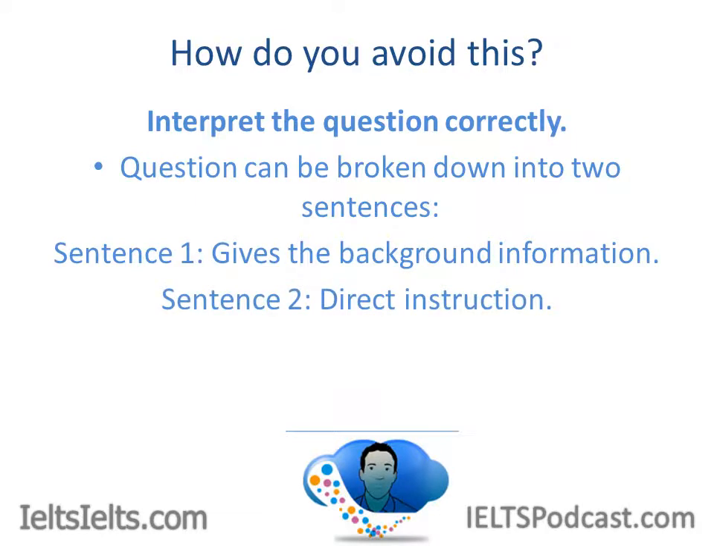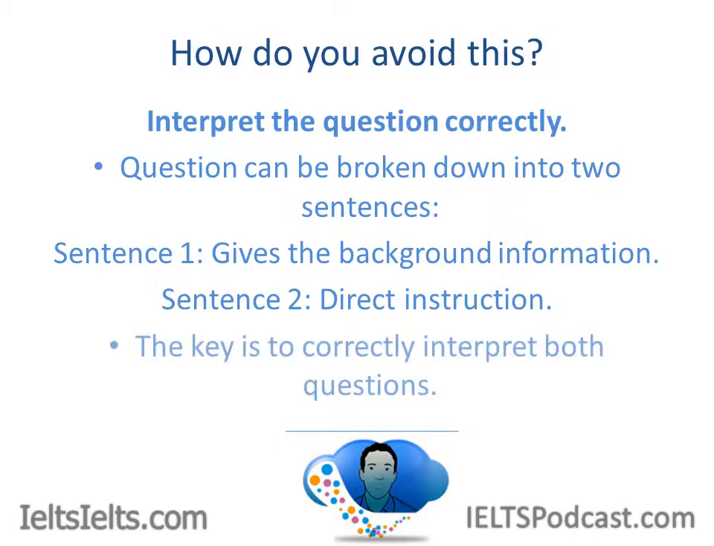So, for example, let's go back to the example of strict parents. Let's say the essay question read, parents should be strict with their children. Do you agree or disagree? The first sentence there, parents should be strict with their children, is giving us some background information on the topic we're going to be speaking about. The direct instruction is, do you agree or disagree?